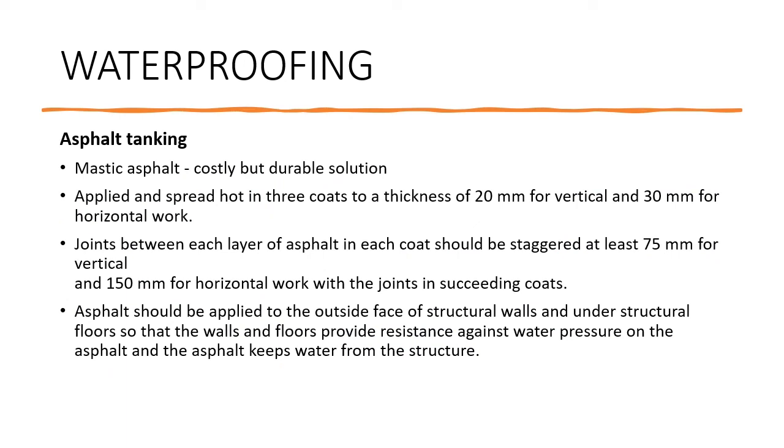Applied and spread hot in 3 coats to a thickness of 20 mm for vertical and 30 mm for horizontal work. This is for liquid asphalt. Joints between each layer of asphalt in each coat should be staggered at least 75 mm for vertical and 150 mm for horizontal work with the joint in succeeding coats.